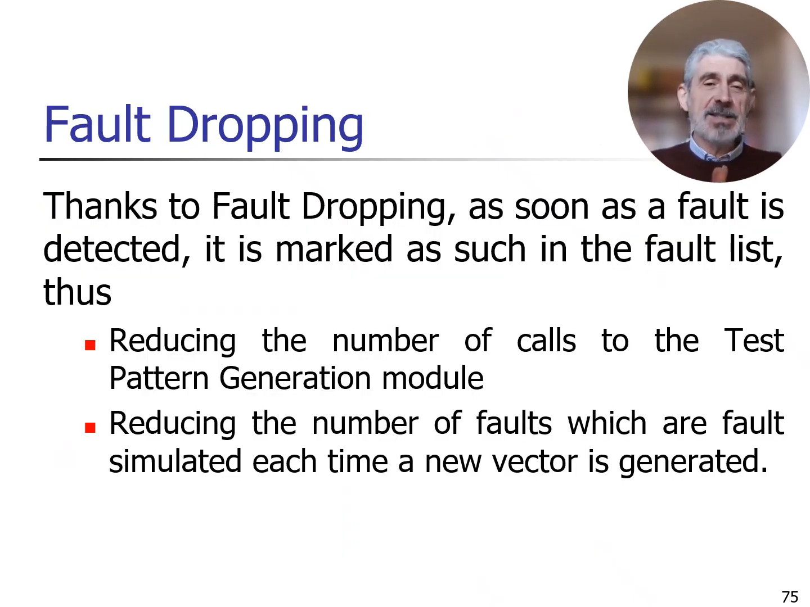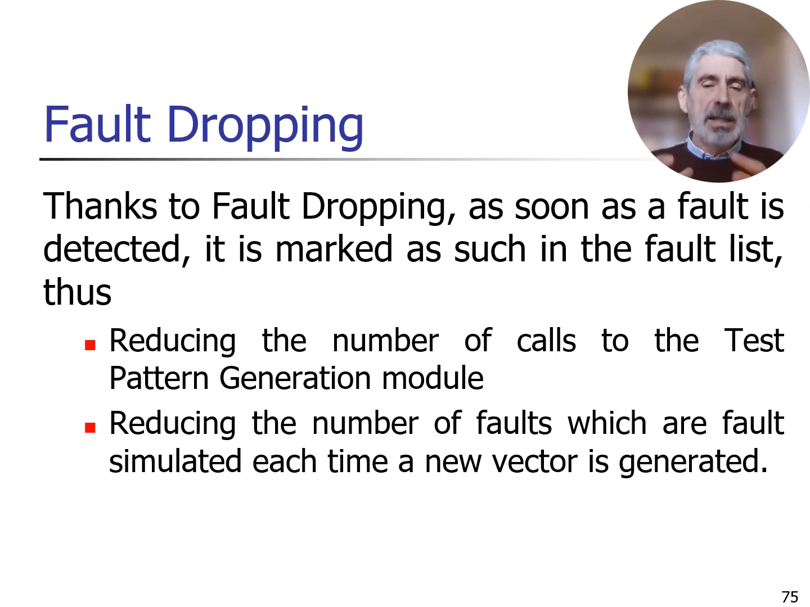Fault dropping is an easy concept to understand at this point, I hope, and it is the usage of the fault simulation to identify those faults that are also detected by a test vector generated targeting a given fault. Using fault dropping, I can reduce the number of iterations of the loop I was mentioning before, which means reducing the number of calls to the module generating a test vector for a given stuck-at fault.